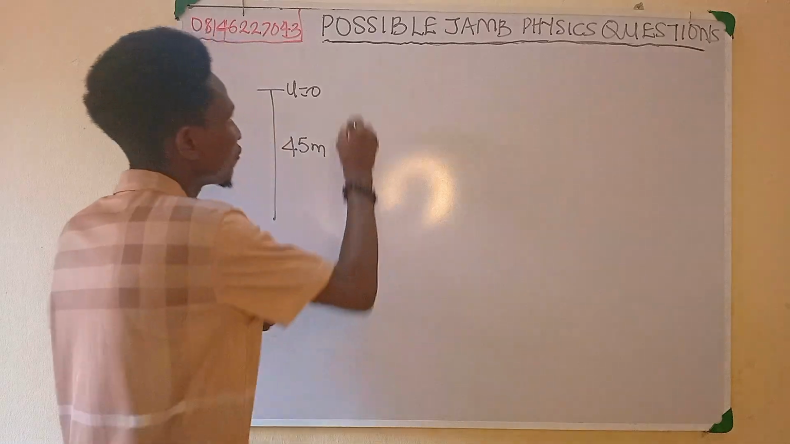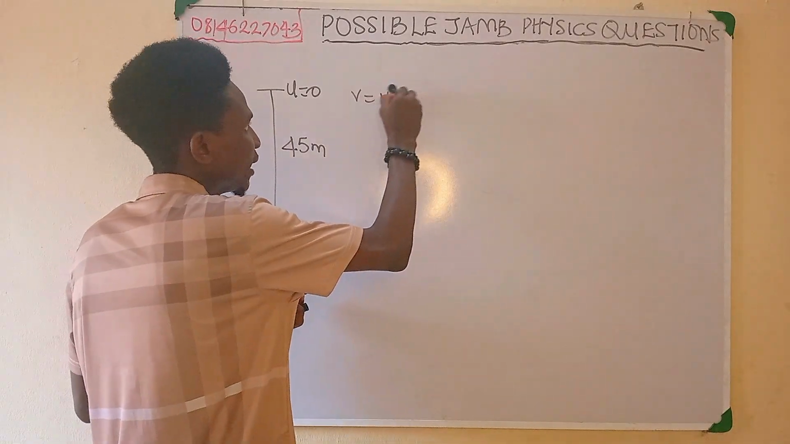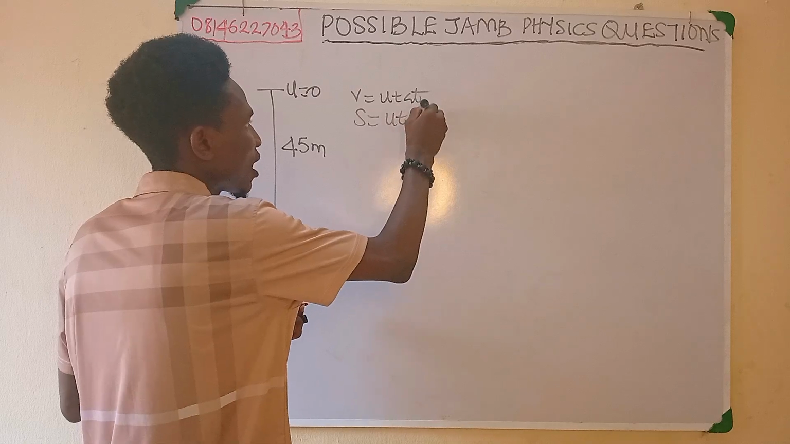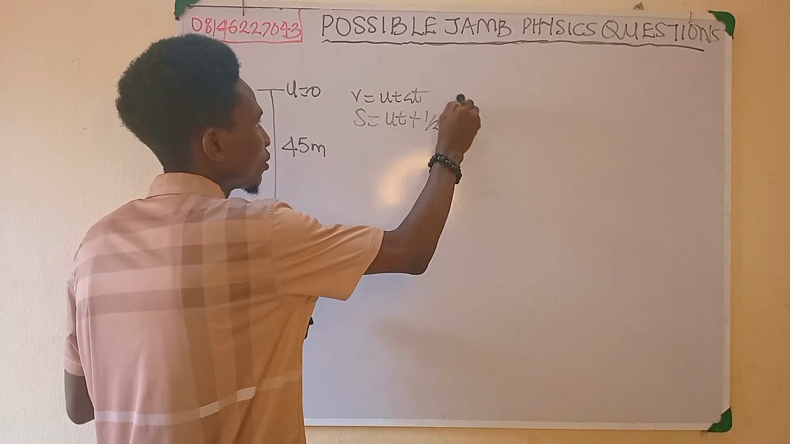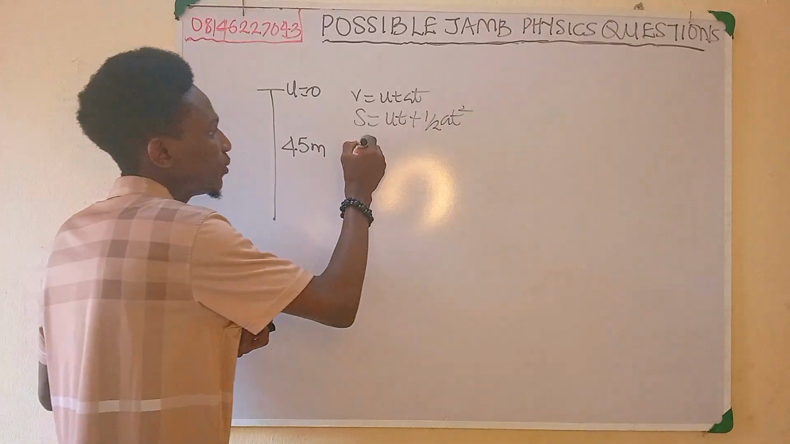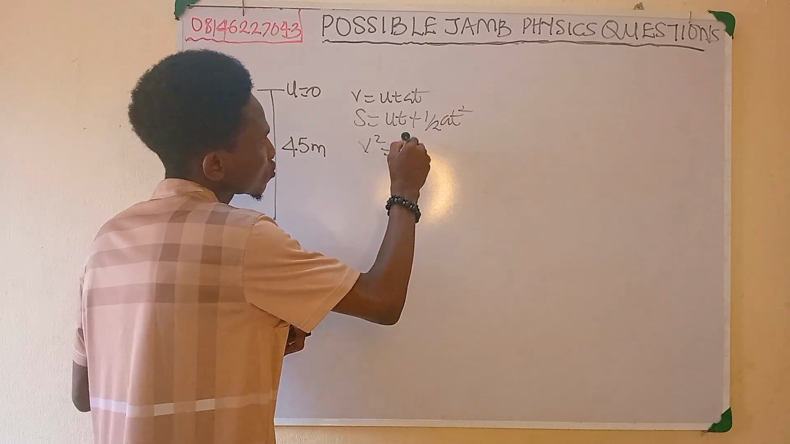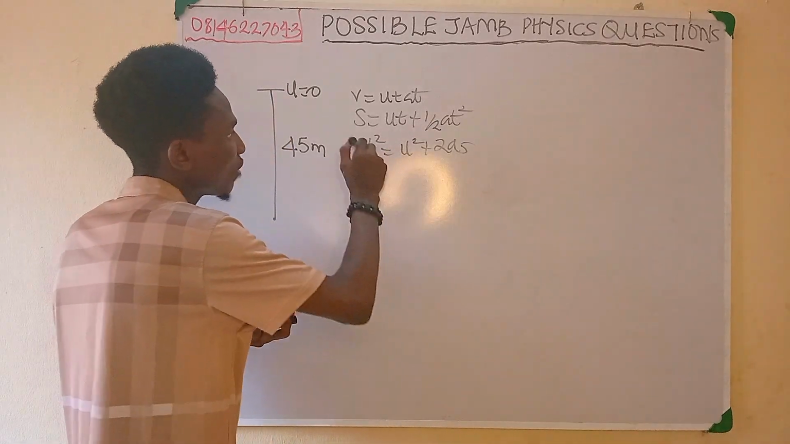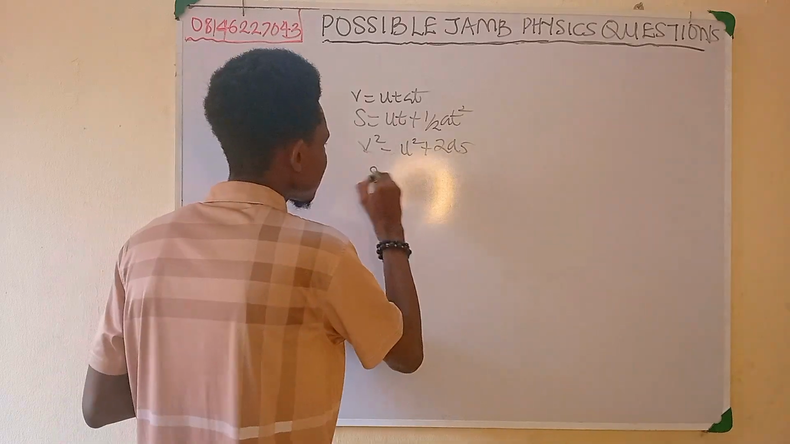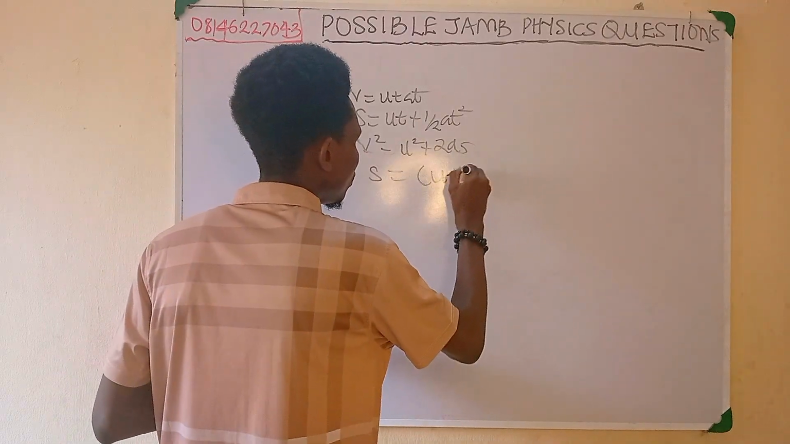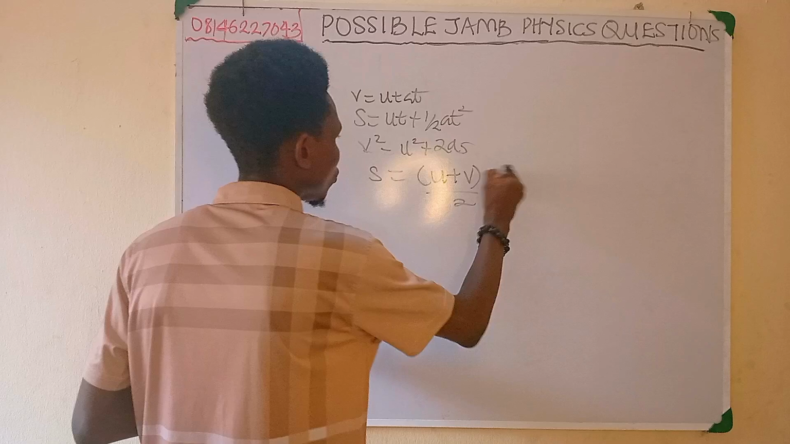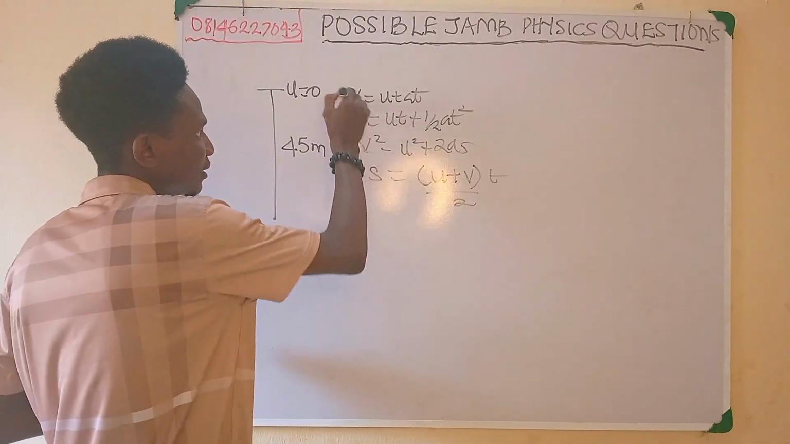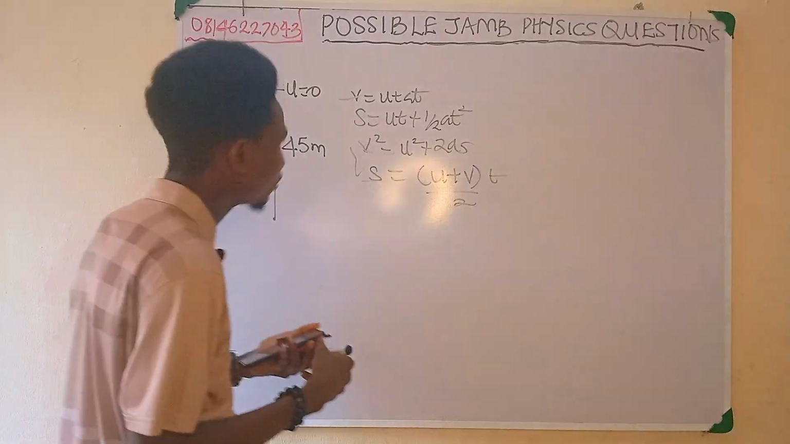Now the equations of motion, we have v equals u plus at. Obviously you cannot use this one here. Then we have s equals ut plus half at squared. So we may be able to use this one. Then we have v squared equals u squared plus 2as. Okay, but we don't have velocity, so we cannot use it. Then we have s equals (u plus v) over 2 times t. So obviously we cannot use this one and the earlier one because velocity was not given.